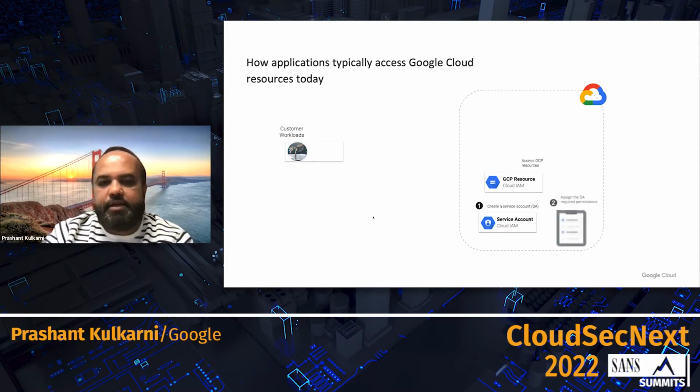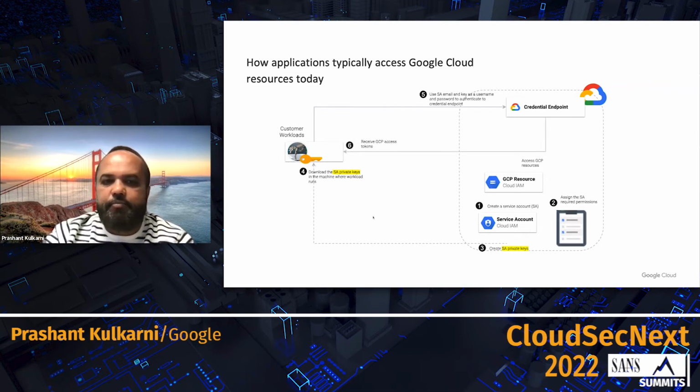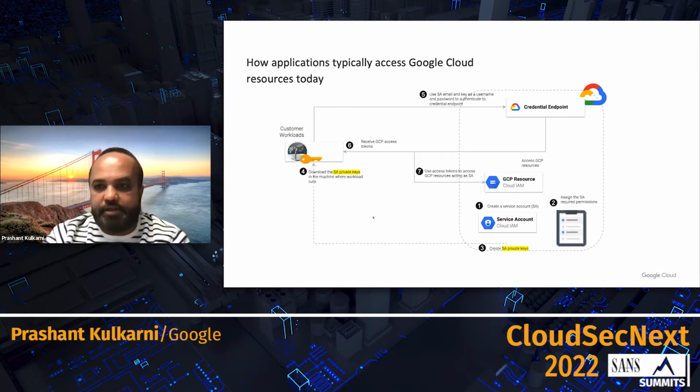So the customer creates a service account, then assigns the required permissions, and then typically creates a service account key. Service account keys are a private-public pair. So you get the private part, and the service account resource has the public part of that pair. The private key is downloaded to the workload, and then that key is used in addition to the service account email like a user ID and password. Think of that as a combination to access the credential endpoint. Once you have the credential endpoint, you get an access token, and then that access token is exchanged to get a service account specific token, because that's what you need to access the resource that the service account has been granted privilege to.